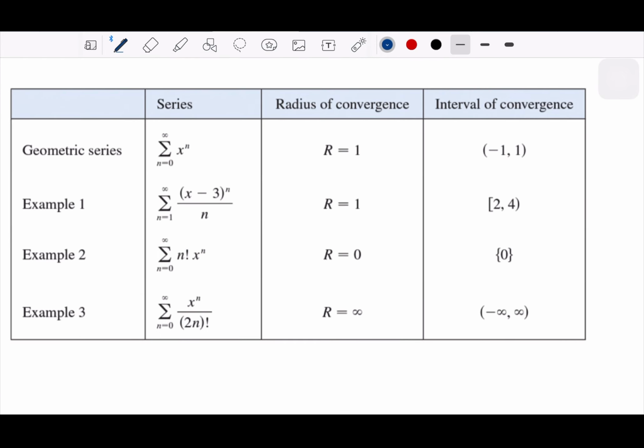And then in example 2, the radius is 0, because we only have 1 point of convergence, which is just 0. So there's no distance. The last example, it's all x, so all numbers. So the radius becomes infinity. The interval becomes all points of x. Okay. Now perhaps giving you more examples on finding the radius and interval of convergence.